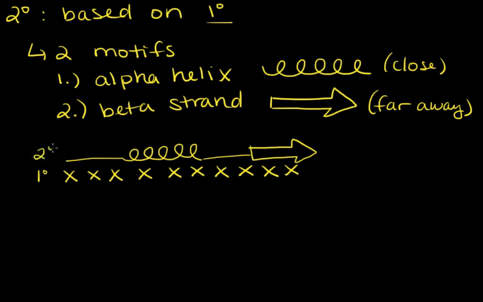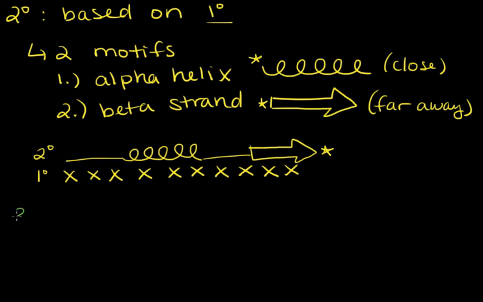So on the exam, I'll show you either something that looks like this, or something that looks like this, or something that looks like that. And that's what's going to be the secondary structure. So you're looking for curlicues, you're looking for arrows. Two parts of secondary structure. Okay. So now, let's talk about tertiary structure.